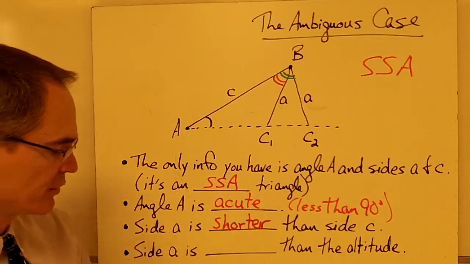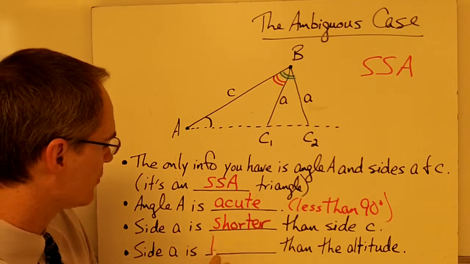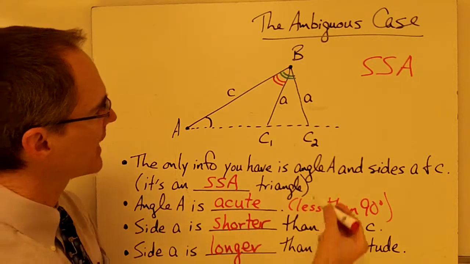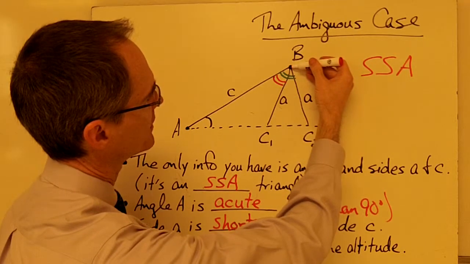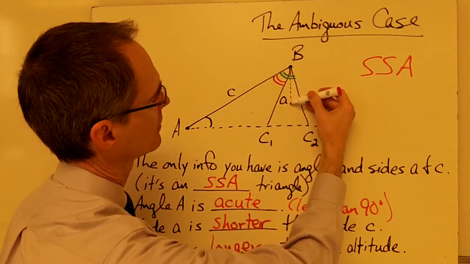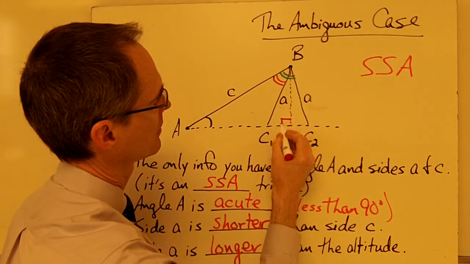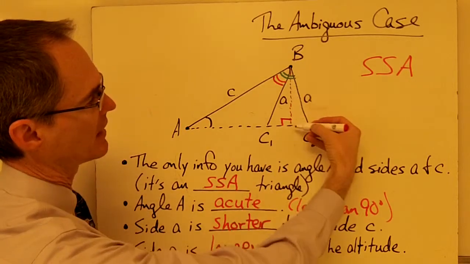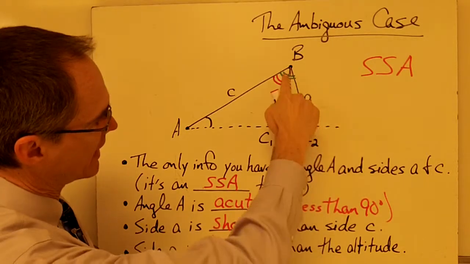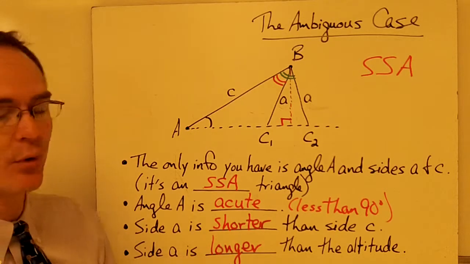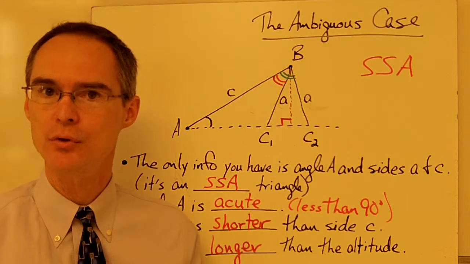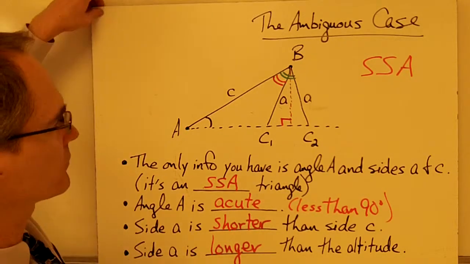And finally, side a has to be longer than the altitude. When I say longer than the altitude, I'm talking about the altitude from this vertex here, in my picture vertex B. If I were to draw in this altitude here, this dotted line, notice that this side a right here is longer than my altitude. And that's the fourth condition that has to be true in order for me to know that I'm going to have an ambiguous case and therefore two solutions.